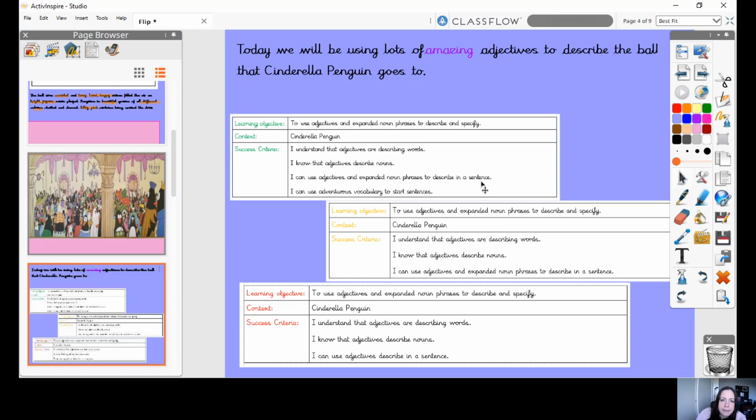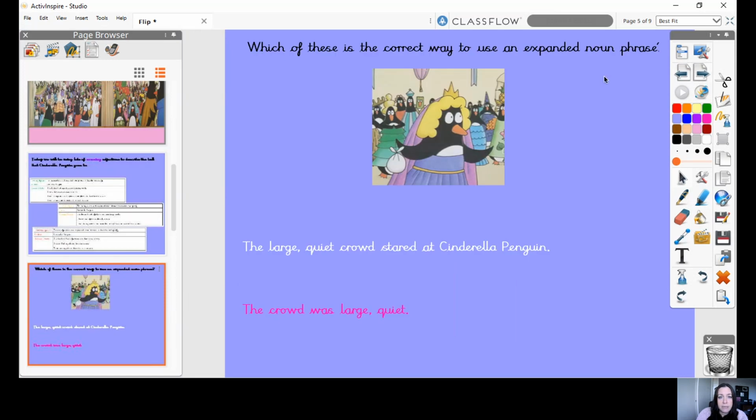So today we're going to be using lots of amazing adjectives to describe the ball that Cinderella goes to. And we have to understand that adjectives are describing words, that we use adjectives to describe nouns, people, places, things, but today we're going to be describing a place. And we can use adjectives and expanded noun phrases to describe what we see in a sentence. Strawberries, you are going to just have a go at using adjectives, and Kiwis are going to use some nice ways of starting their sentences as well as using expanded noun phrases and adjectives.